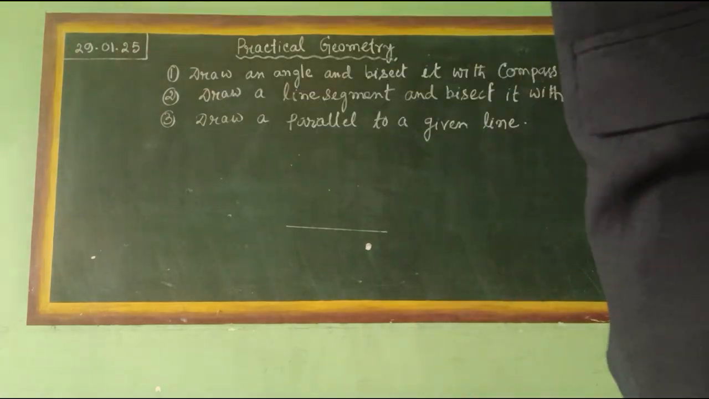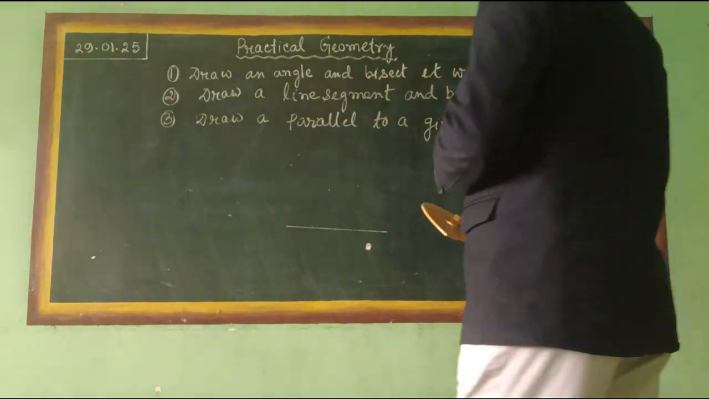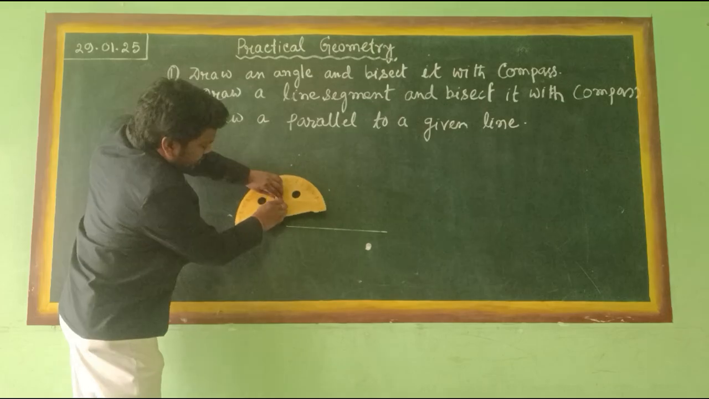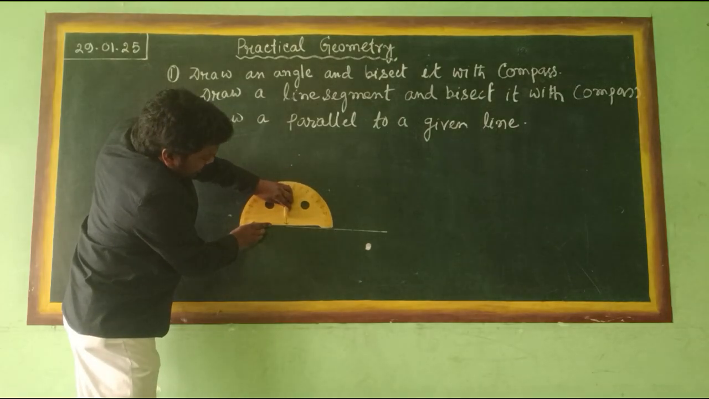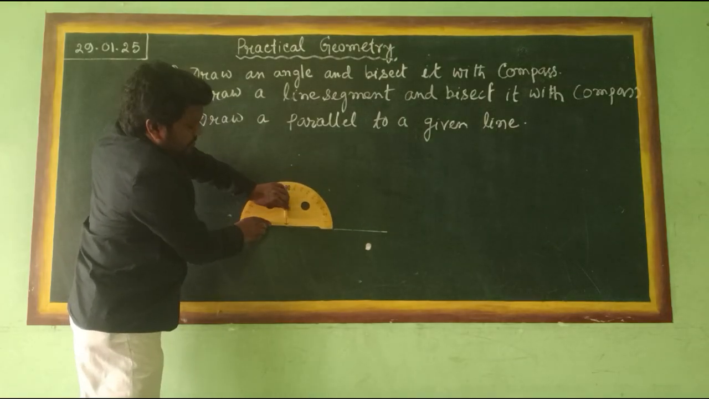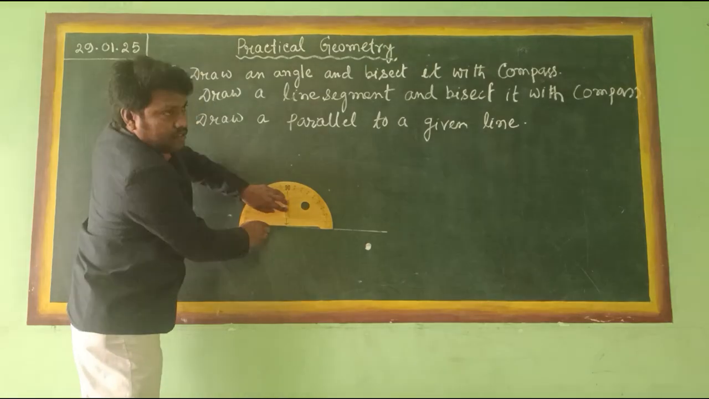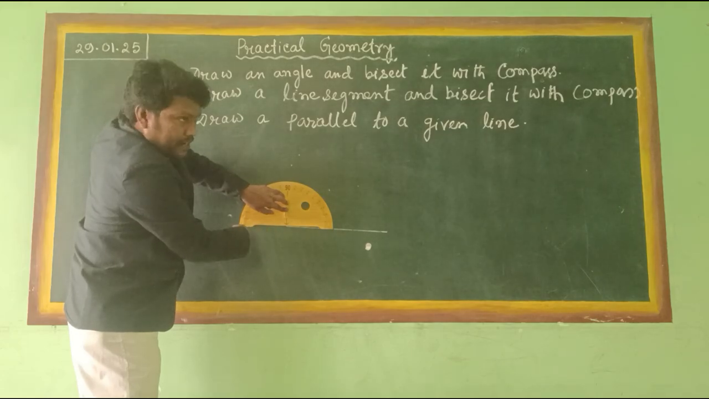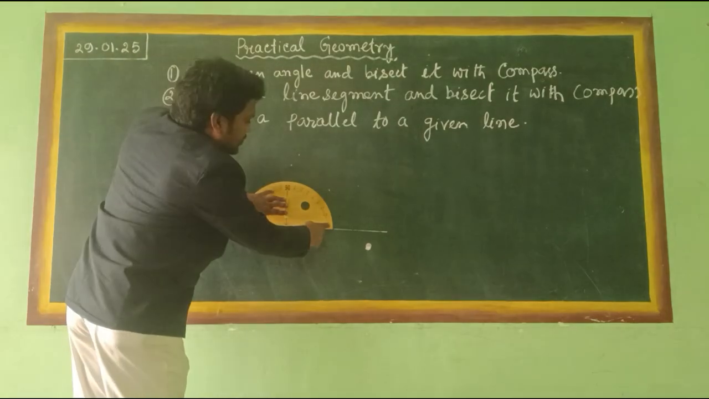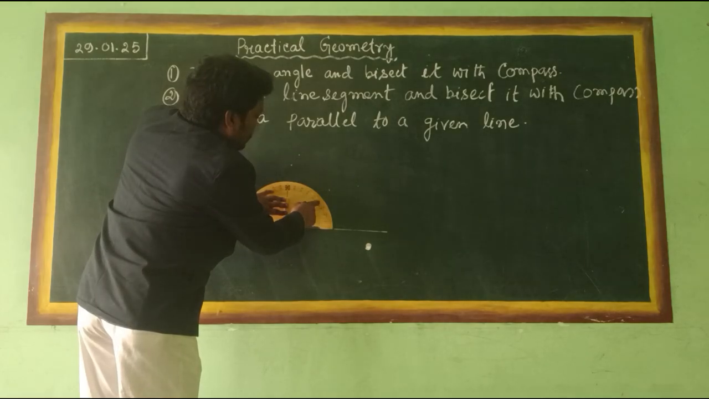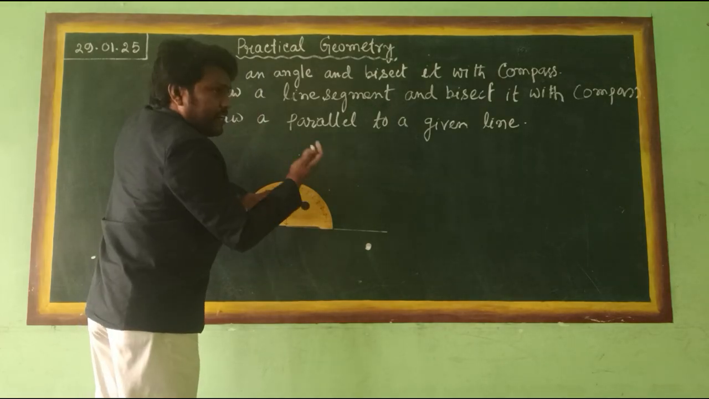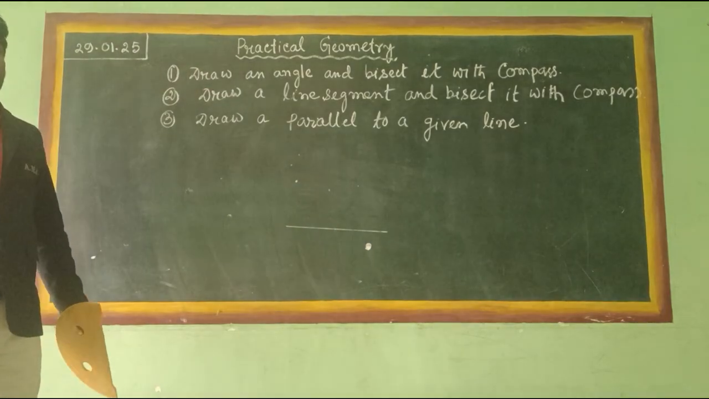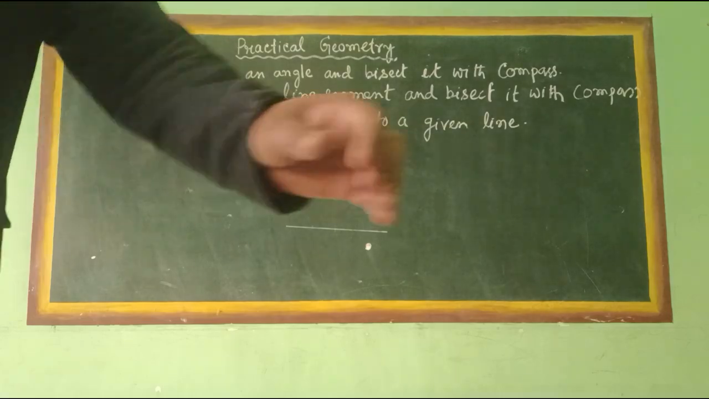Second step, hold the protractor and place the needle of the protractor to the left end point. Then measure 0, 10, 20, 30, 40, 50, 60, 70, as much as you can take. Okay, I am taking 80 degree. This is the second step.